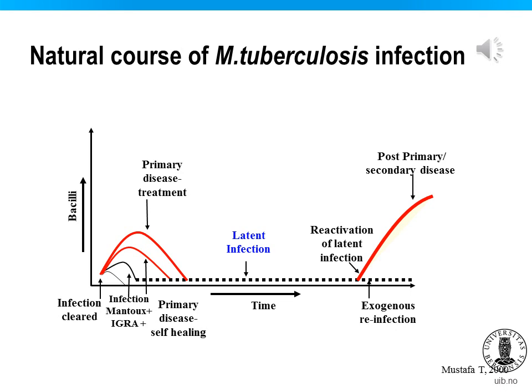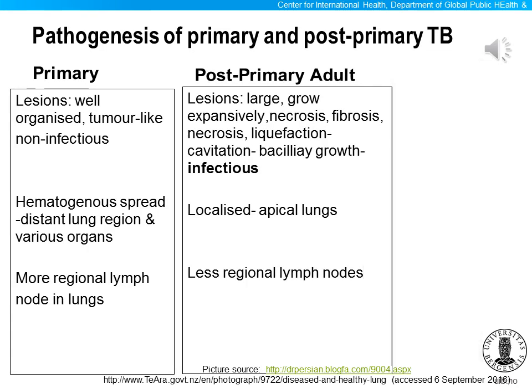Post-primary TB, or reactivated TB, or secondary TB in adults is sputum positive in about 50% of cases, and these cases constitute the main source of infection or reinfection in a population. The pathogenesis of post-primary tuberculosis differs from primary TB in several aspects.